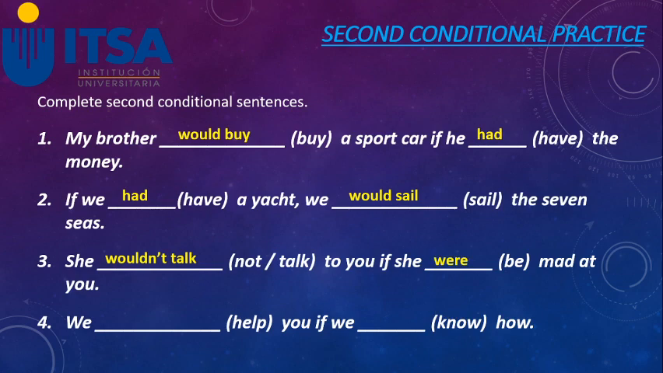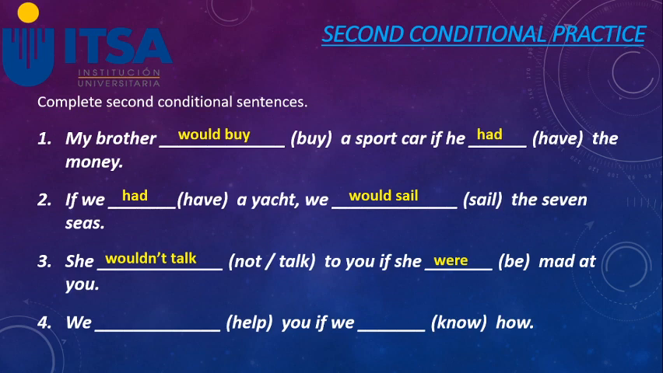Remember, when we are talking about the second conditional, we use the past form. But here, remember, there is a specific case. We use were with every person in the simple past. So if she were, we know if she was. But in this case, with conditionals, we use were rather than was. So, she wouldn't talk to you if she were mad at you.